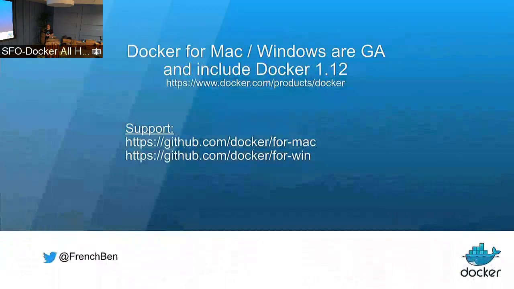As of July 28th, Docker for Mac and Docker for Windows are GA. They both shipped with Docker 1.12. Docker 1.12, as you may know, includes a lot of different features and a lot of really cool stuff. And to introduce you to some of these new features, I would like to introduce Nishant Totla.